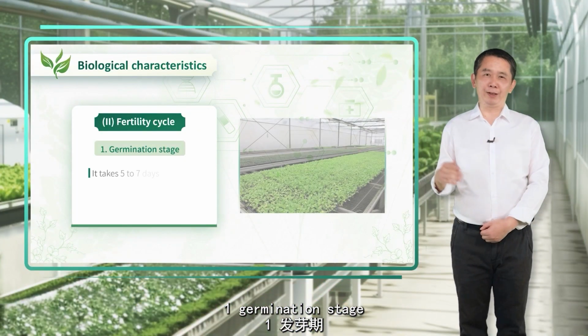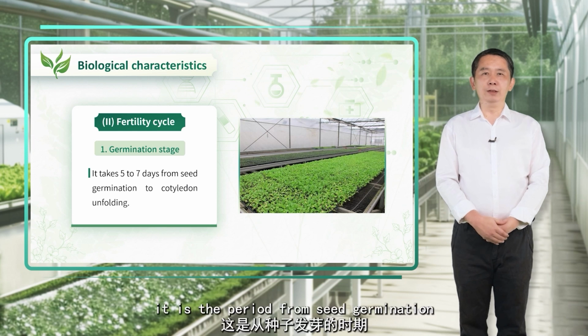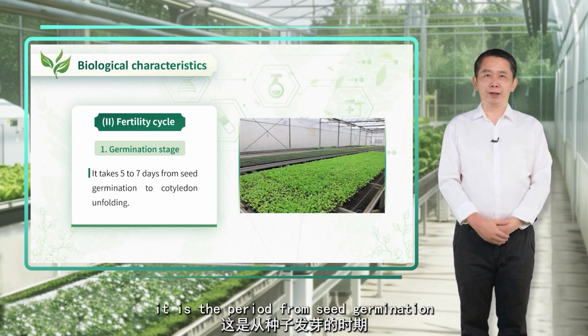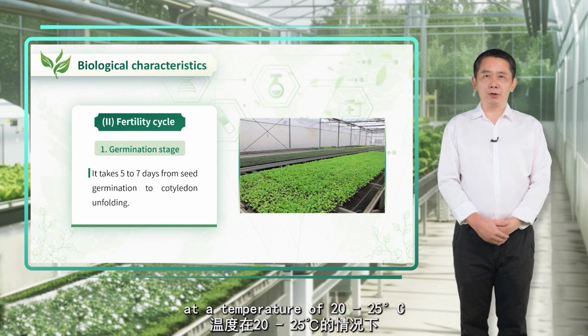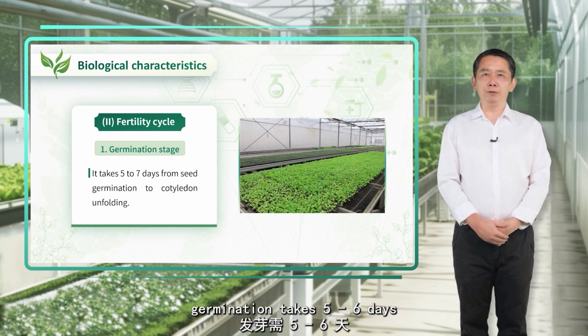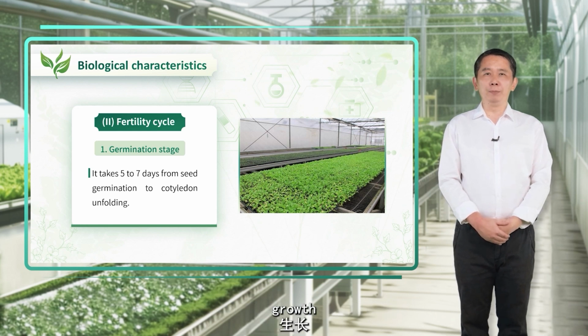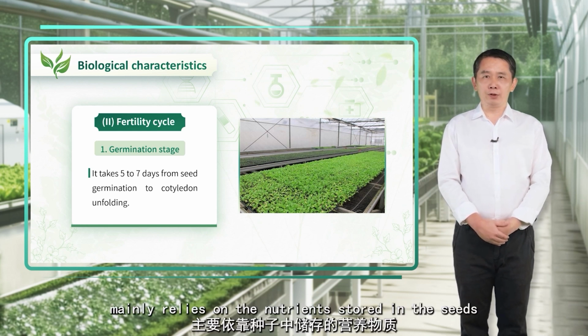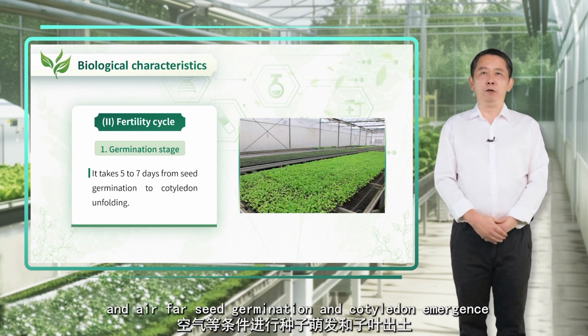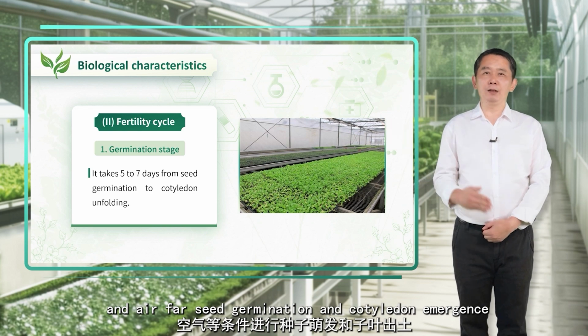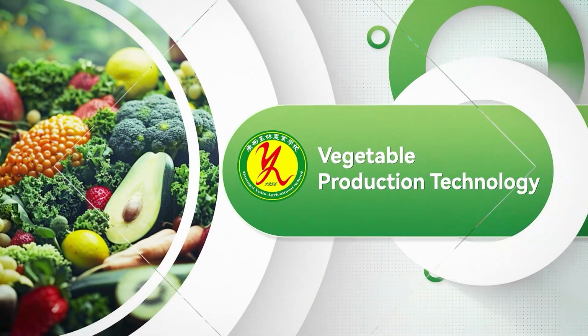1. Germination stage. It is the period from seed germination to the emergence of the first true leaf. At a temperature of 20-25 degrees, germination takes 5-6 days. During this stage, growth mainly relies on the nutrients stored in the seeds and external conditions such as temperature, moisture, and air for seed germination and cotyledon emergence.